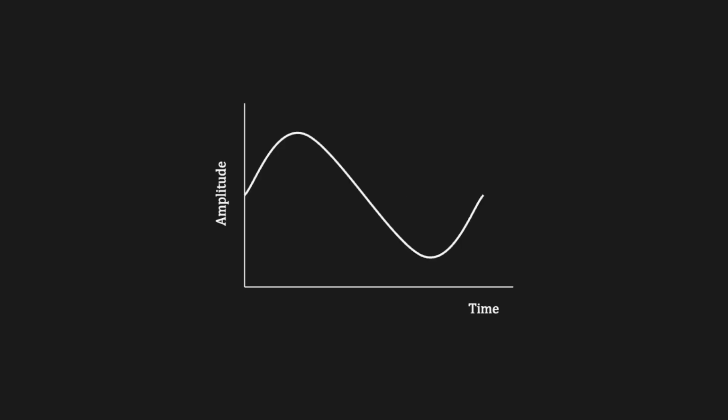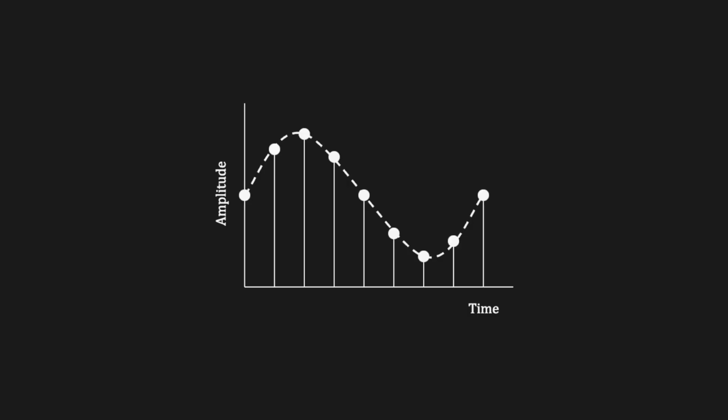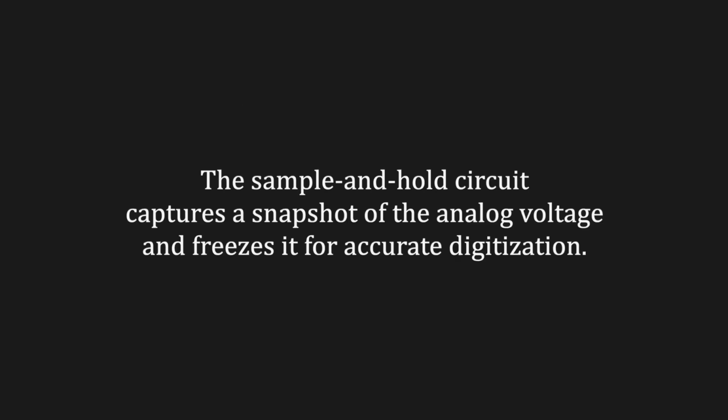A sample and hold (SH) circuit has 2 main jobs. It takes regular samples of an analog signal at specific time intervals and holds each sampled value steady while it is being converted into a digital number by the AD converter. Without this hold function, the analog signal might change during conversion, leading to incorrect digital results. In short, the sample and hold circuit captures a snapshot of the analog voltage and freezes it for accurate digitization.